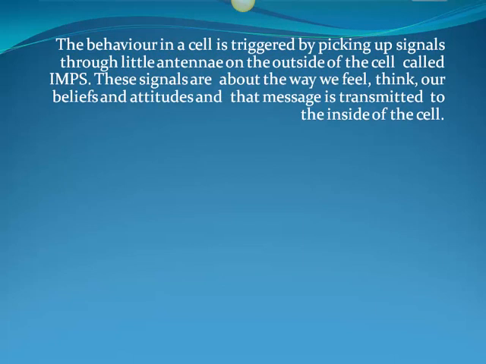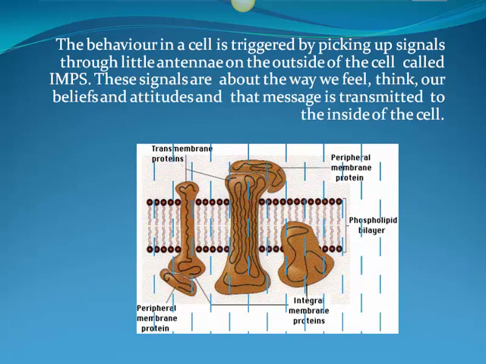The behaviour in a cell is triggered by picking up signals through little antennae on the outside of the cell wall called IMPs, intramembrane proteins. These signals are about the way we feel or think, about our beliefs and our attitudes, and that message is then transmitted to the inside of the cell. So they're like little aerials.